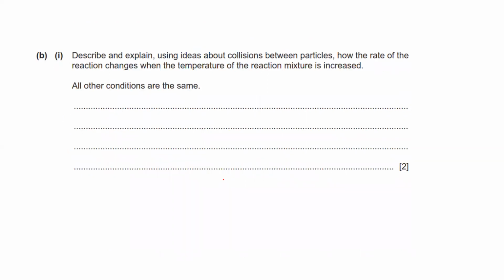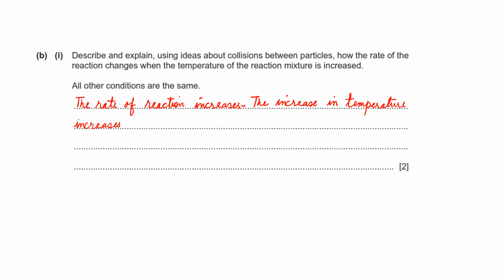So moving ahead, part B. It says describe and explain, using ideas about collisions between particles, how the rate of reaction changes when the temperature of the reaction mixture is increased. All other conditions are the same. So first of all, how the rate changes: the rate of reaction increases. So this will give me my first point. Then I have to explain the situation. The increase in temperature increases the average kinetic energy of the particles.